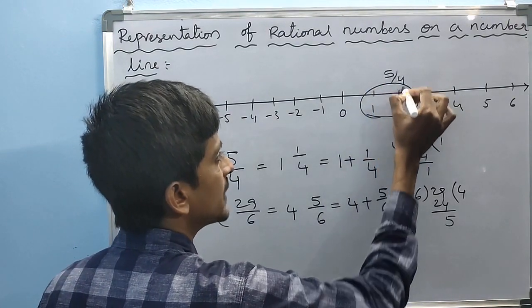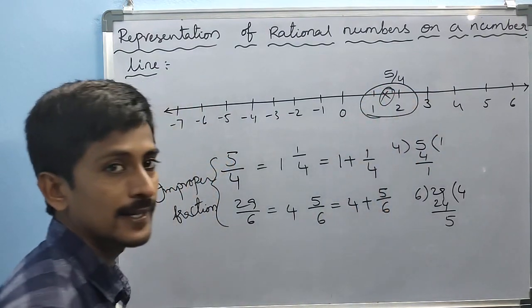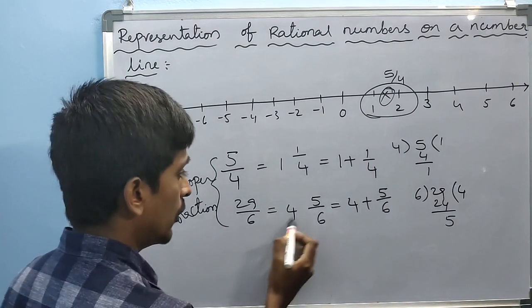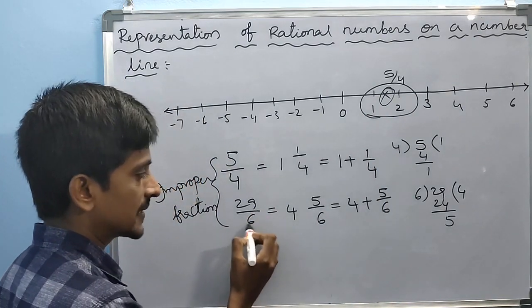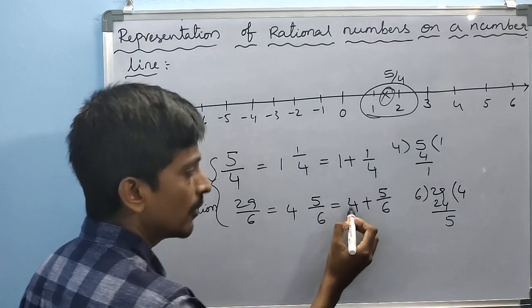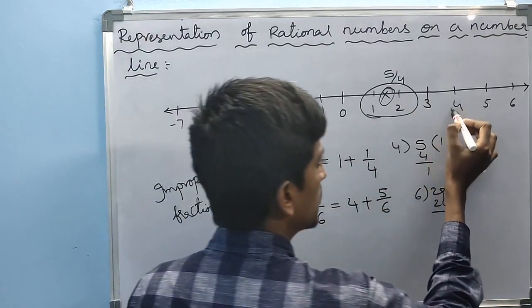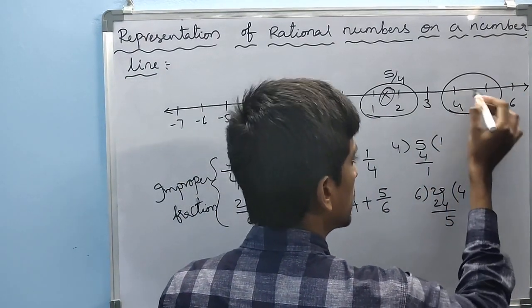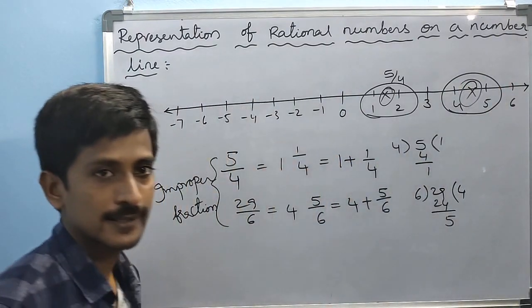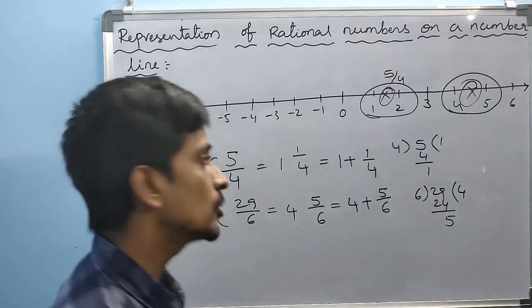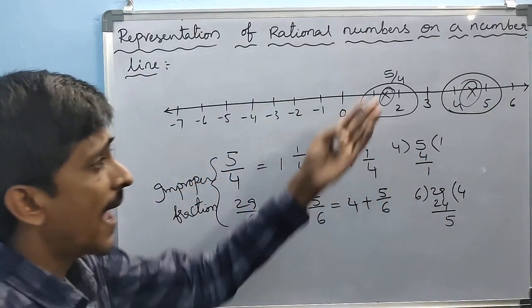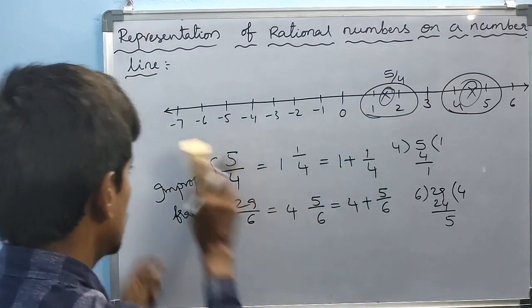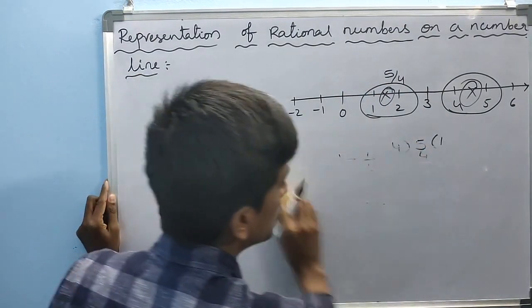5 by 4 is in between something. And 4 and 5 by 6, that is 29 by 6, is 4 plus something. That means it is in between 4 and 5. Okay. So how to find the exact point? So listen.